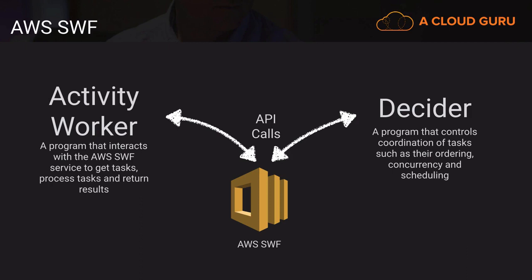There are two main components to Simple Workflow Service. One is an activity worker, and the other is a decider. The activity worker is a program that you write to do some task or job. And using the AWS Simple Workflow Service API, it interacts with the Simple Workflow Service, updating the status of its tasks. Now, the decider is kind of what you would think. It coordinates the tasks and it decides whether to go down one path or another path.